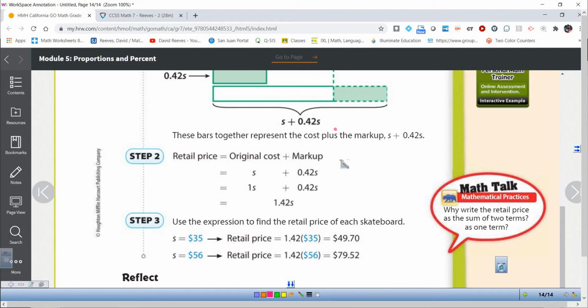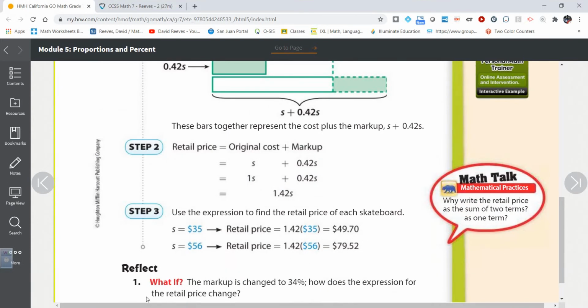But then we said you actually can combine those two together because S is the same as 1S. You could see that right there. And so you can write it as 1.42S. So this right here is 142% of S. This right here is 100% of S plus 42% of S. So do you see how those two things mean the same thing? You actually end up having an easier time if you go with this one, because then you only have to do one operation instead of two. But again, S for us represented any price.